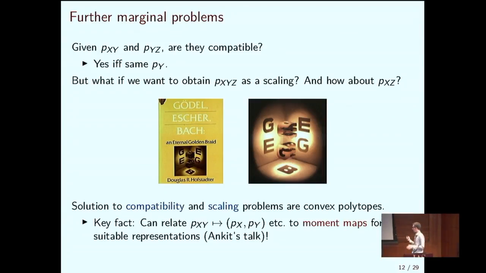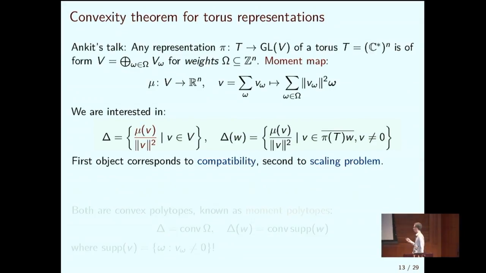Okay. And the key fact that I want to say is that this is related to the fact that the map that takes a joint probability distribution to its marginals is essentially, up to some squaring, a moment map. Okay, and we saw this in this case in Ankit's talk. So now I'll tell you what's the general story for torus actions, for commuting group actions. So that's going to be a bit of a mouthful. We have to look at the structure of a general representation. So let's go through this slowly.